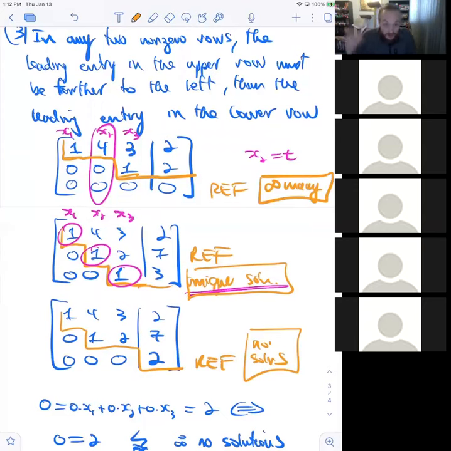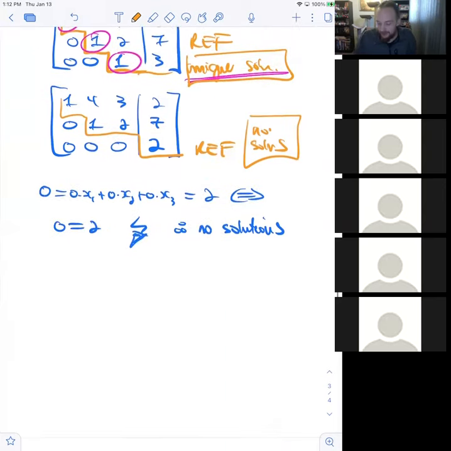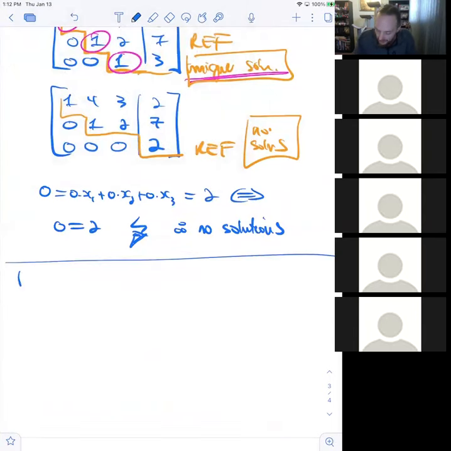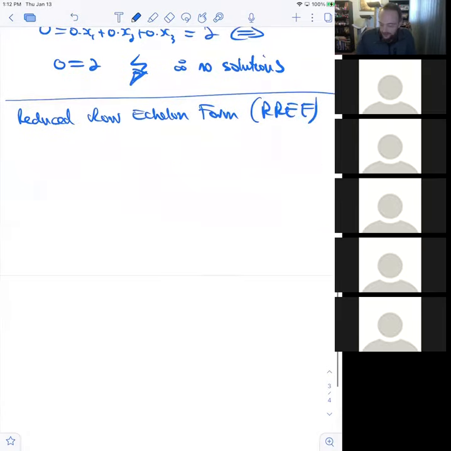So this is why we want you to go to REF. Every time we go to REF, the game is, I can tell whether there's a unique solution, infinitely many solutions, or no solutions. And those are the only 3 cases we can have for a system. For reduced row echelon form, or RREF, we have to have a 4th condition. So 1, you want to be in row echelon form.